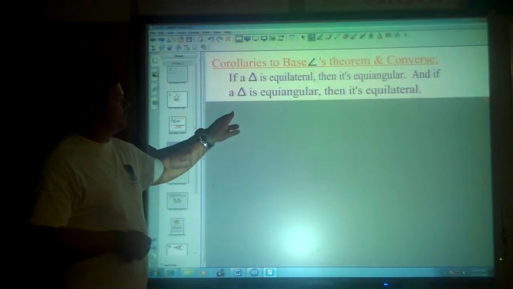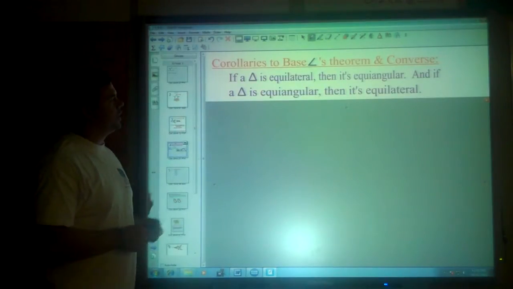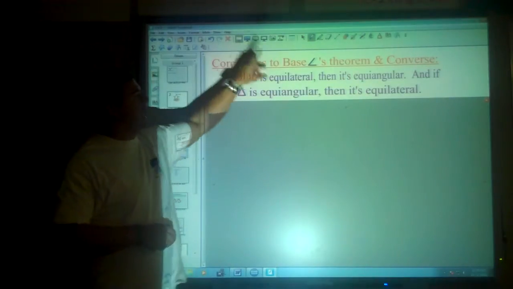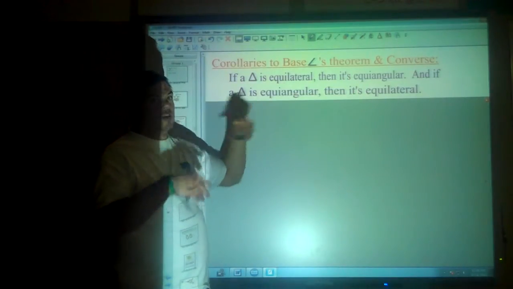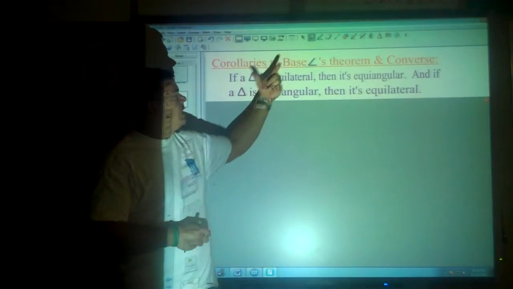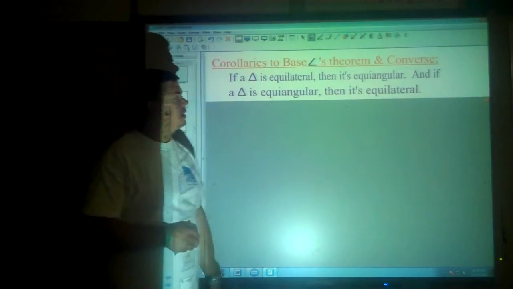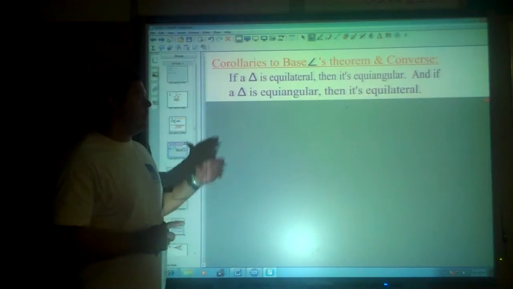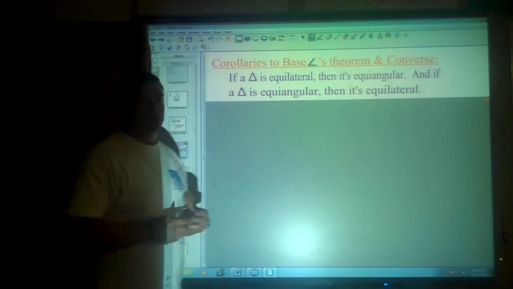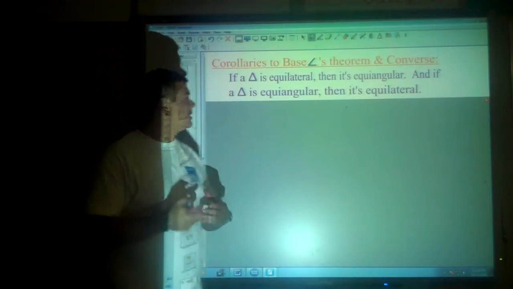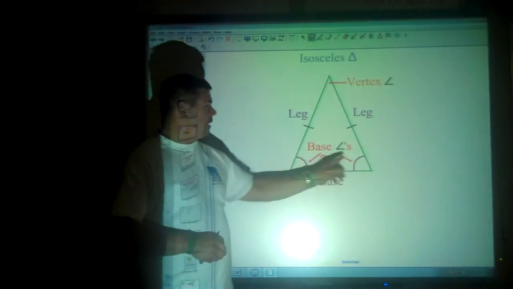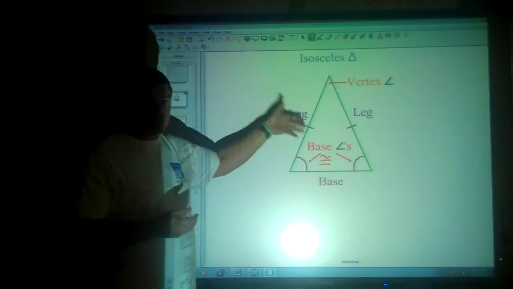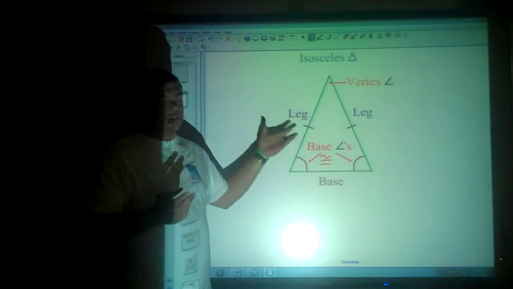Alright, corollaries. Remember, this is going to be based off of other easy-to-prove theorems. Corollaries to the base angles theorem and the converse. If a triangle is equilateral, and remember equilateral means all three sides are the same, then it's equiangular. And if a triangle is equiangular, then it's also equilateral. Remember that we also talked one day about how an equilateral triangle is also an isosceles triangle, because by definition you must have two angles that are the same and two sides that are the same to be isosceles. Well, an equilateral triangle satisfies that. It does have two, it just happens to have three.